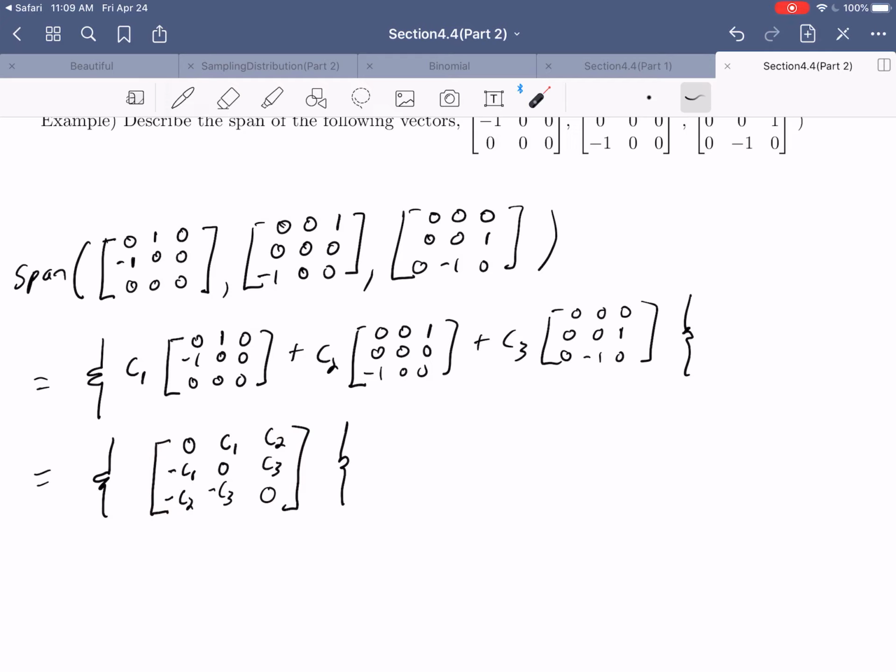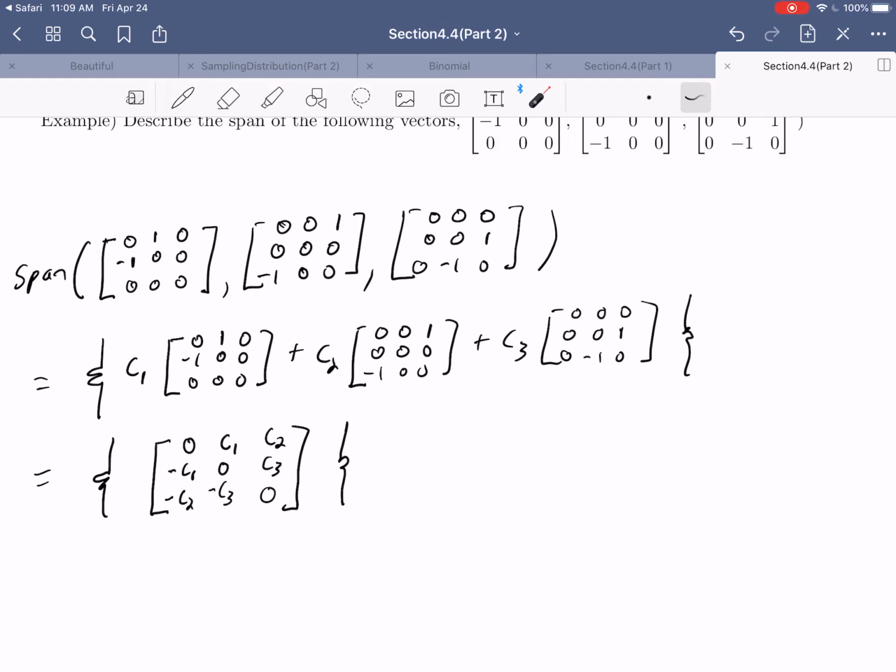It's saying anything that looks like 0, C1, C2, negative C1, 0, C3, negative C2, negative C3, 0, right? So if you pick C1, C2, and C3, these guys must be 0, and these guys over here must be the negative of those elements there.